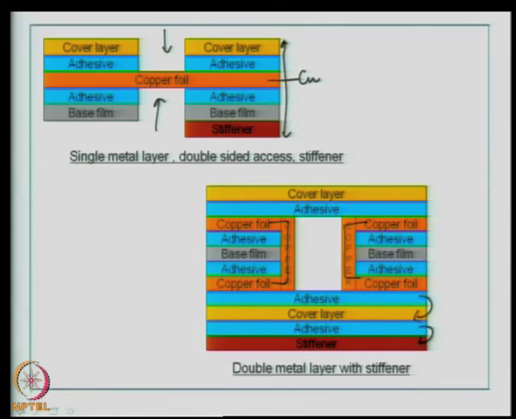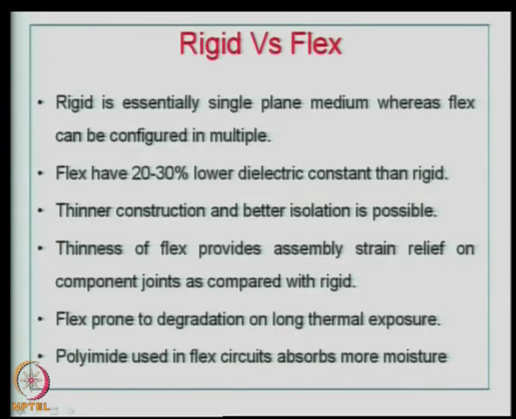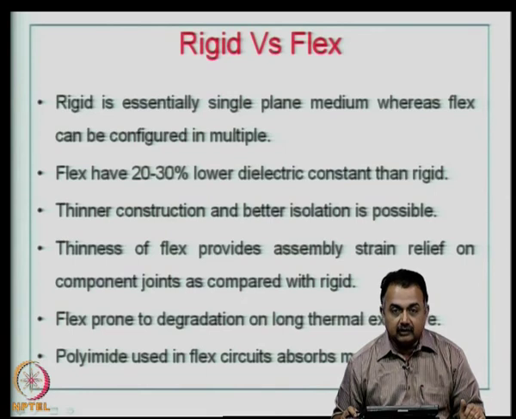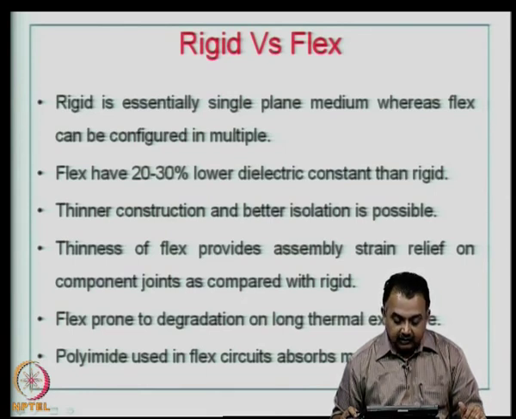So, the choice of stiffeners is a key requirement that goes with the design and the requirement in the product by itself. Rigid versus flex, if you want to compare: rigid is essentially a single plane medium, whereas flex can be configured in multiple planes. Flex has 20 to 30% lower dielectric constant than rigid, thinner construction and better isolation is possible. The thinness of flex provides assembly strain relief on component joints as compared with rigid.